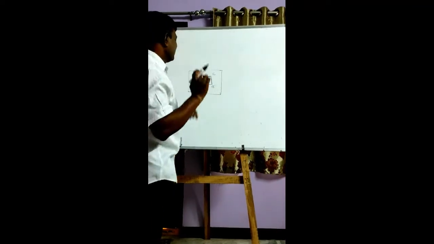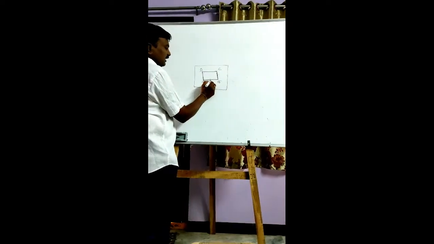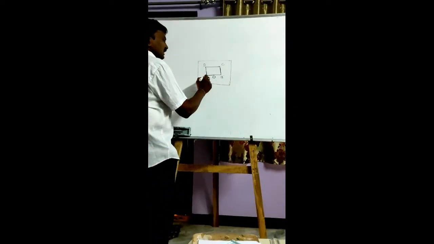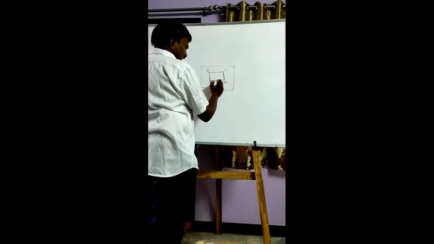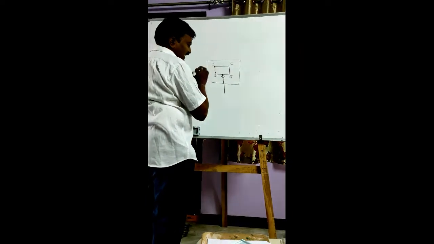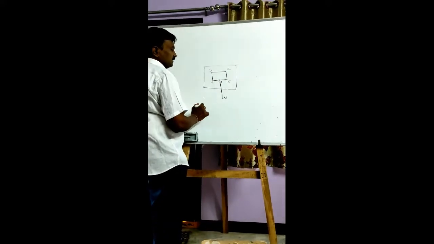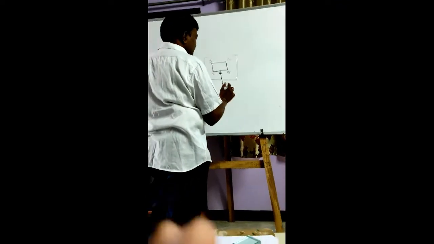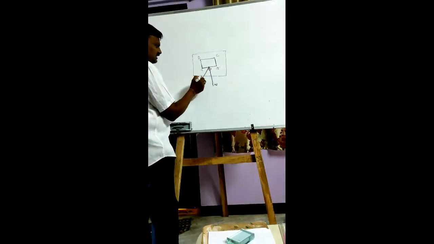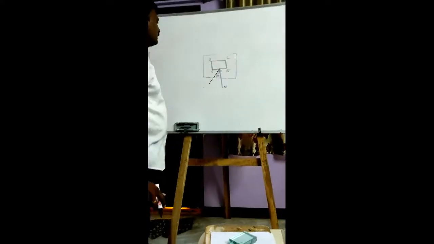Now remove the glass slab. Choose a point O on AB. Now with the help of a protractor, let us place 90 degrees to the down line side, which is named as N. It is a normal. Now on this normal, let us take an incident angle of 30 degrees.